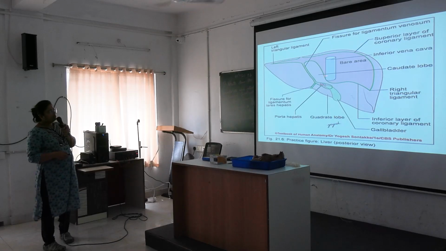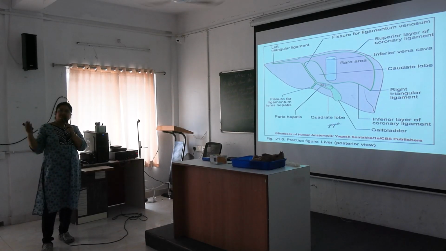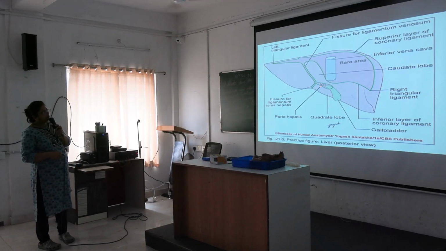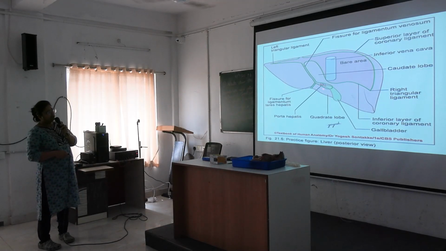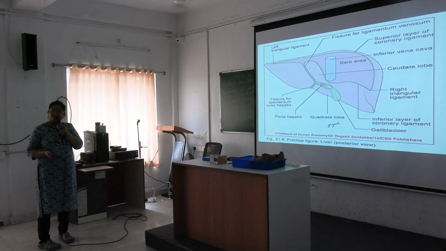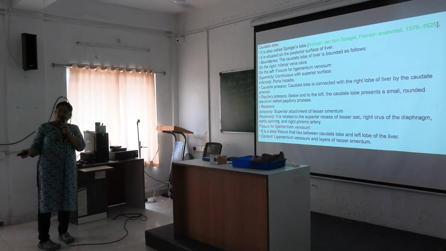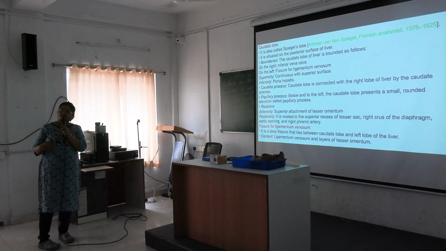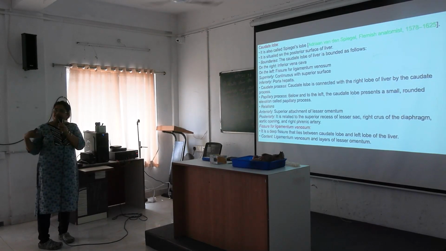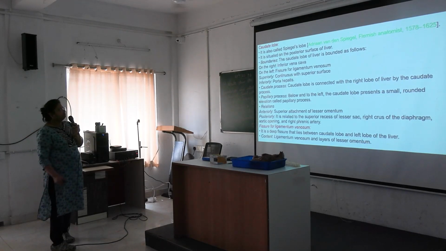Okay, and this is porta hepatis. Here the relation is DAV, from anterior to posterior. Okay, first is the duct, then arteries, and then the portal vein. Okay, hepatic ducts, then hepatic artery and portal vein. All the three are dividing into right and left divisions.